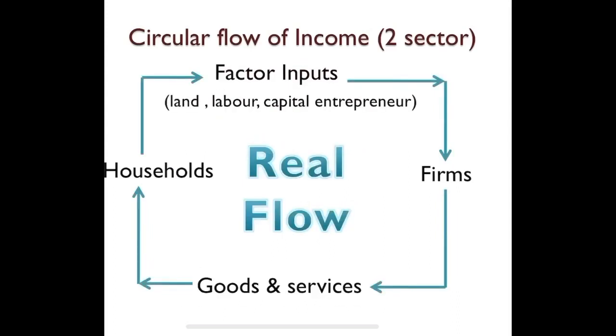Real flow talks about the real aspect of it, in which money is not involved, only goods and services are involved. So households provide the factor inputs, land, labor, capital and entrepreneurship to firms, and in return firms provide goods and services to the households. This is called the real flow, because only goods and services are being traded here.